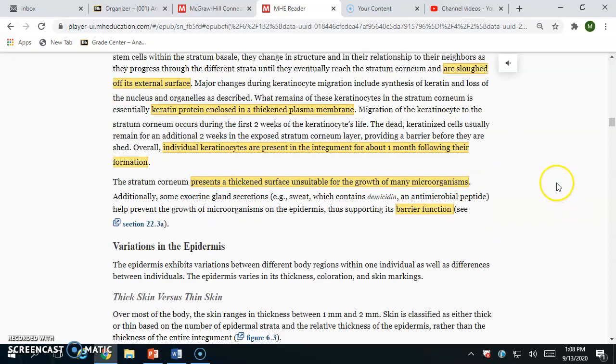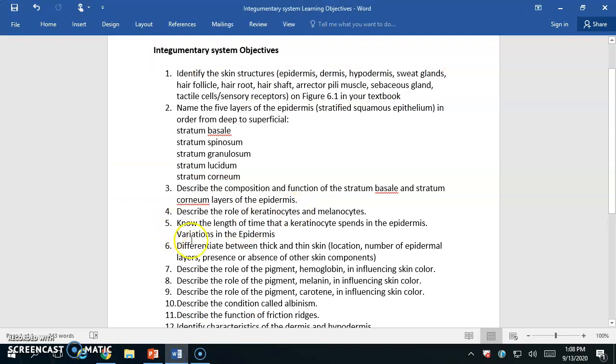All right. Let me go to our learning objective here. Number 5 is to know the length of time that a keratinocyte spends in the epidermis. We talked about how the keratinocytes in the stratum basale undergo mitosis. That's their primary job, to undergo mitosis and form 2 daughter cells, where one of them becomes a keratinocyte that starts moving from the stratum basale through the stratum spinosum, granulosum, lucidum, up through the stratum corneum, and then is sloughed off.